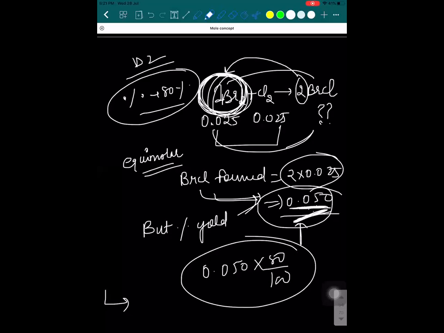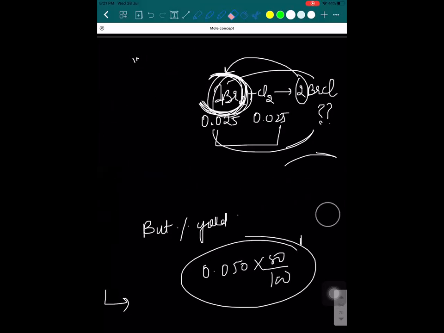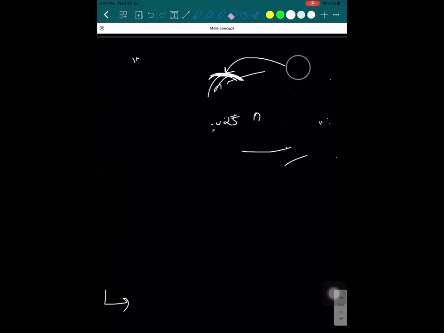So total will be what? Should I solve it? We have to tell how much is left unreacted, right? We have already calculated. Let me solve it. I mean, it's kind of creating a mess here. Okay, I'm solving it again fully.